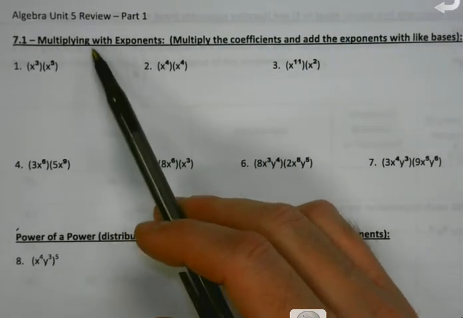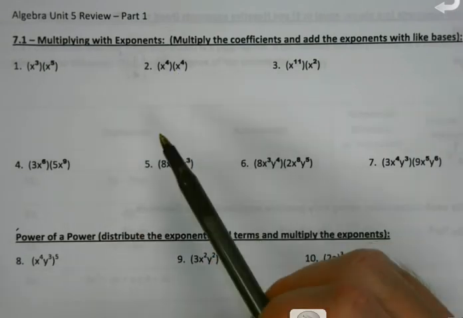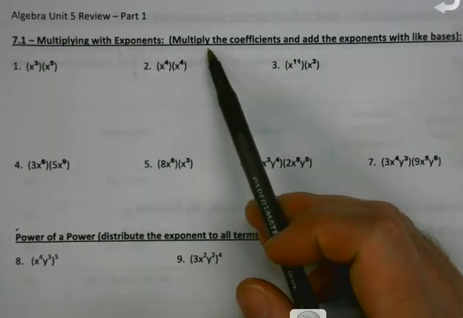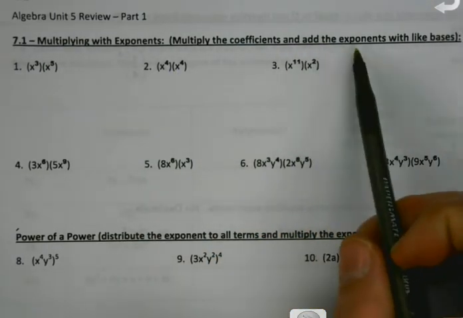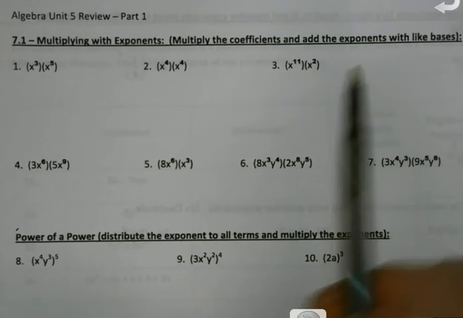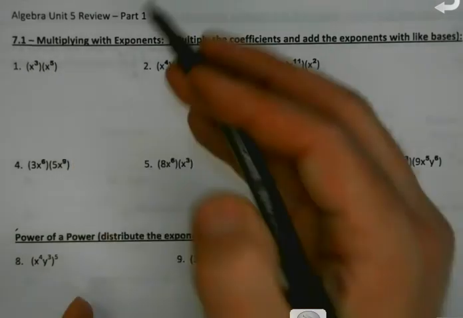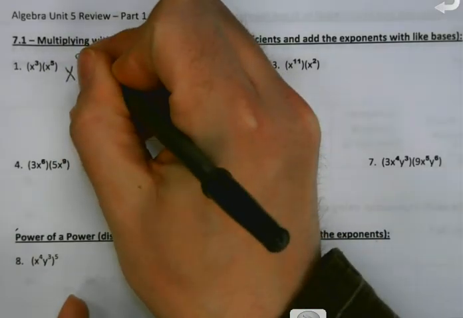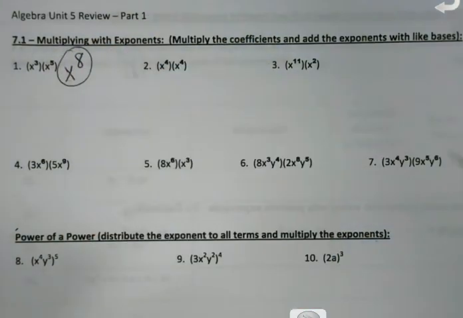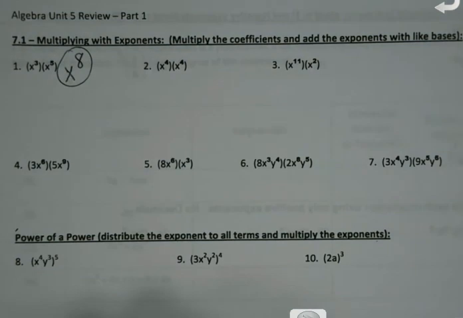So when we're multiplying with exponents, and notice they all have the same base, okay, multiply the coefficients and add the exponents with like bases. So if there's a number in front, we're going to go ahead and multiply that. But exponents, as long as the bases are the same, we're just going to add them up. So those first three problems basically are all the same deal. Add up the exponents, you're good.